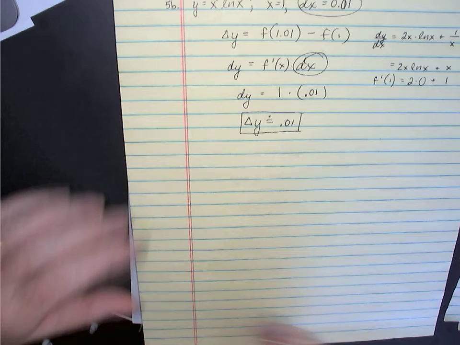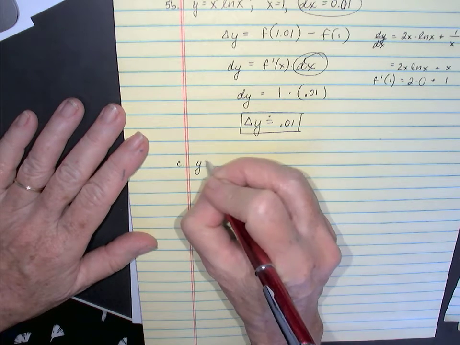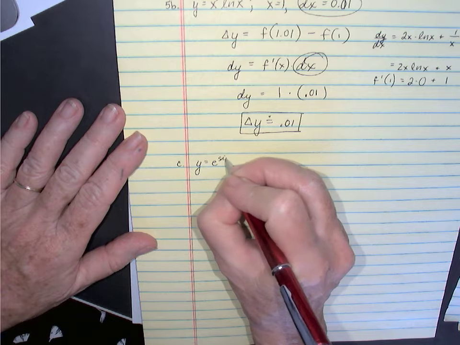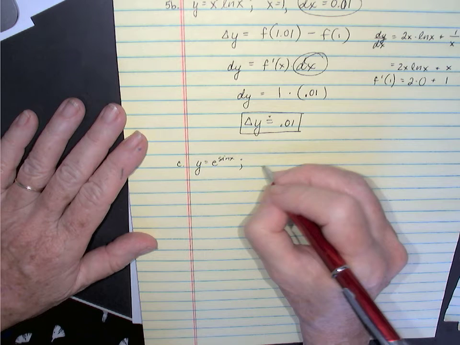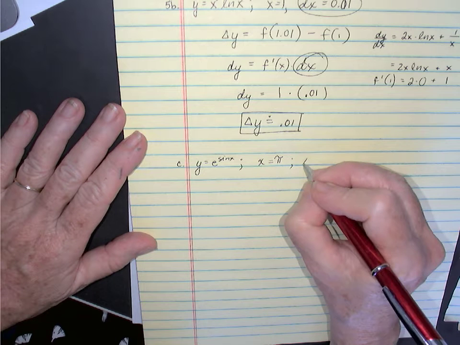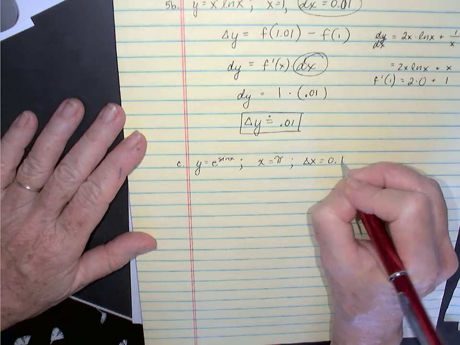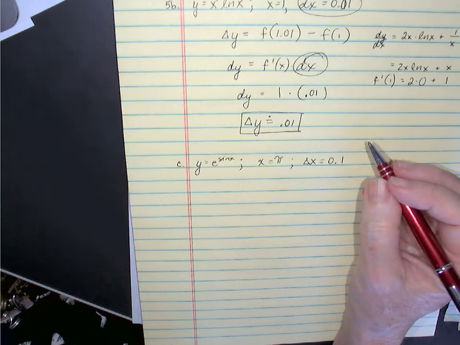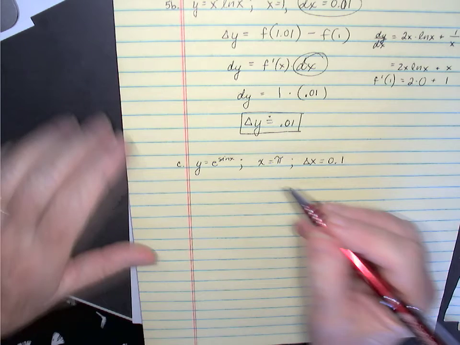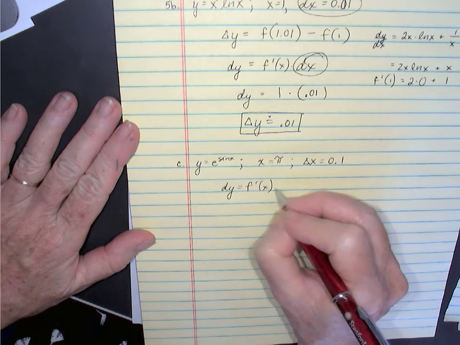Okay, for C, we have a similar sort of situation. Our function is y is equal to e to the sine of x. And again, that's tricky. We're looking for the tangent line at x is pi. And what we know is our delta x, or dx, is going to be 0.1. So I'm looking for, when this is the change in x, what's the change in y?